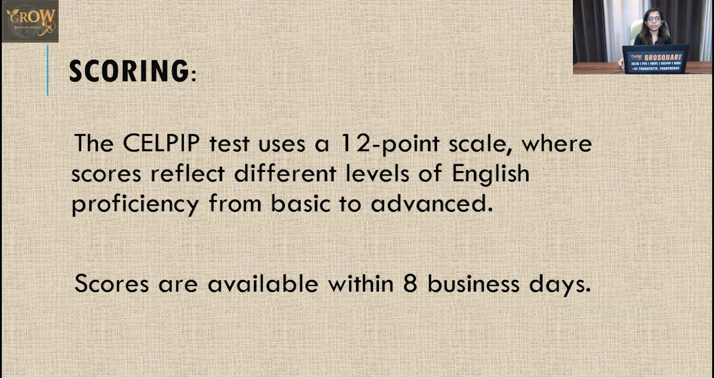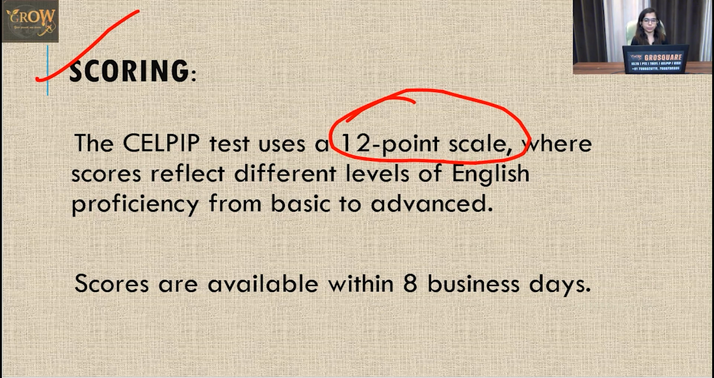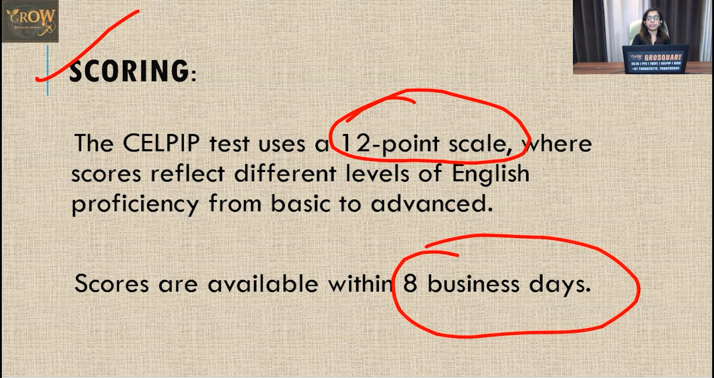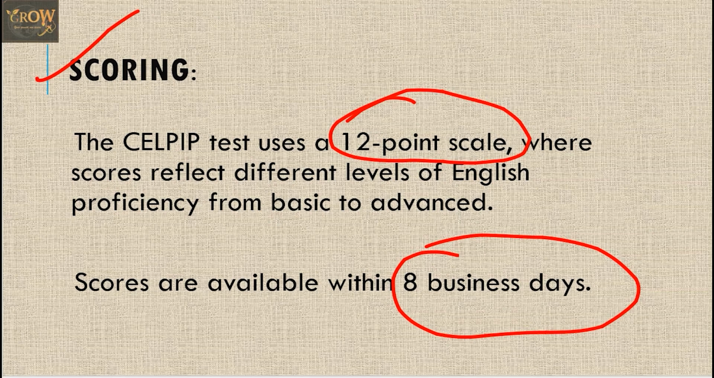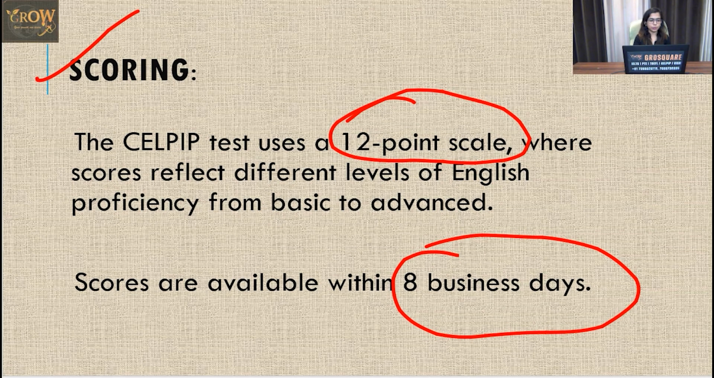So here we are going to discuss the scoring part, that is, how the CELPIP test is scored. The CELPIP test uses a 12-point scale, whereas IELTS uses a band score system, right? Here we use a 12-point scale, where scores reflect different levels of English proficiency from basic to advanced, right? Scores are available within 8 business days. That means, how many days do we need to wait for the result? Within 8 business days your results will be revealed, right? Let's move ahead to the next part now.